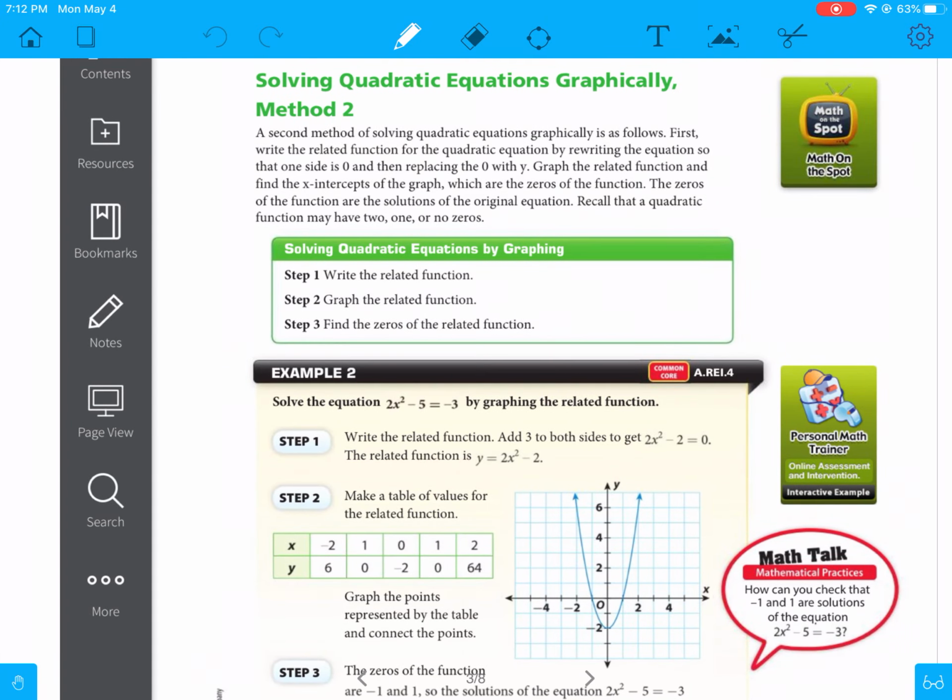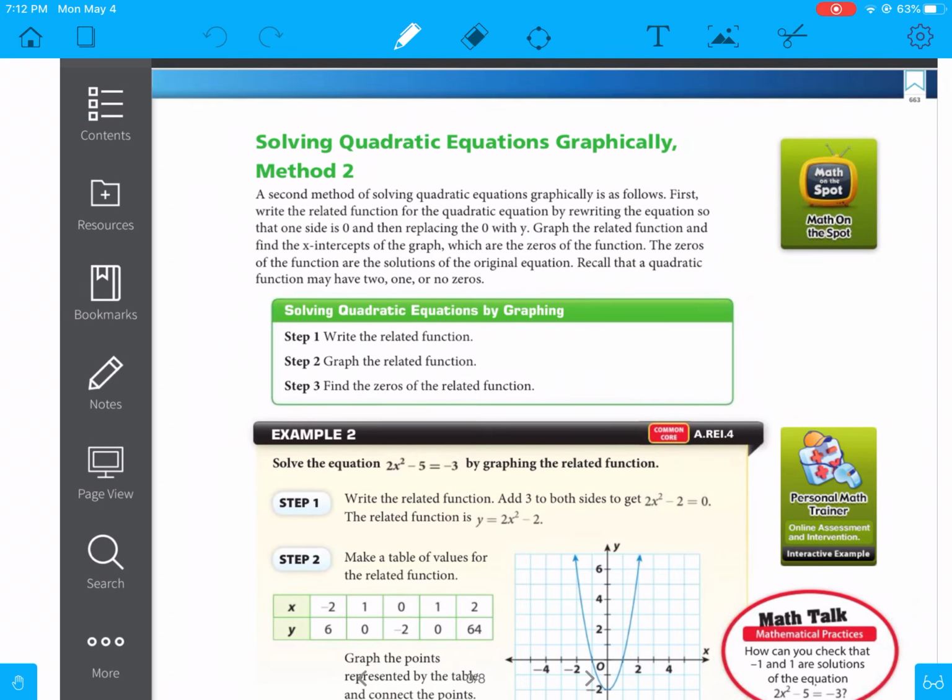All right, so the next one is solving quadratic equations graphically. What you're going to have to do is first write the related function for the quadratic equation by rewriting the equation so that one side is 0, and then replace the 0 with y. So instead of doing what you did before, we're going to get everything on one side and solve it that way. If you look at the original equation, you have 2x squared minus 5 equals -3. We're going to add 3 to both sides. So we get 2x squared minus 2 equals 0.